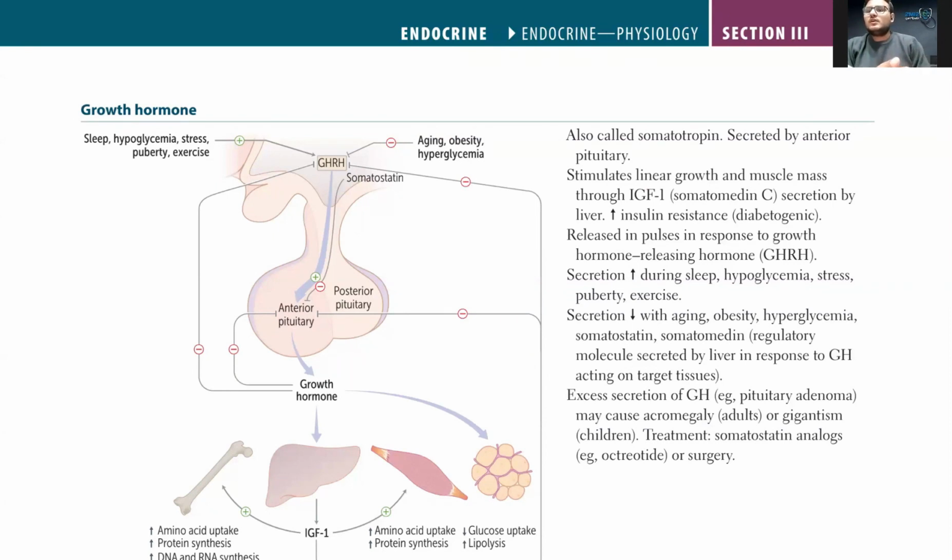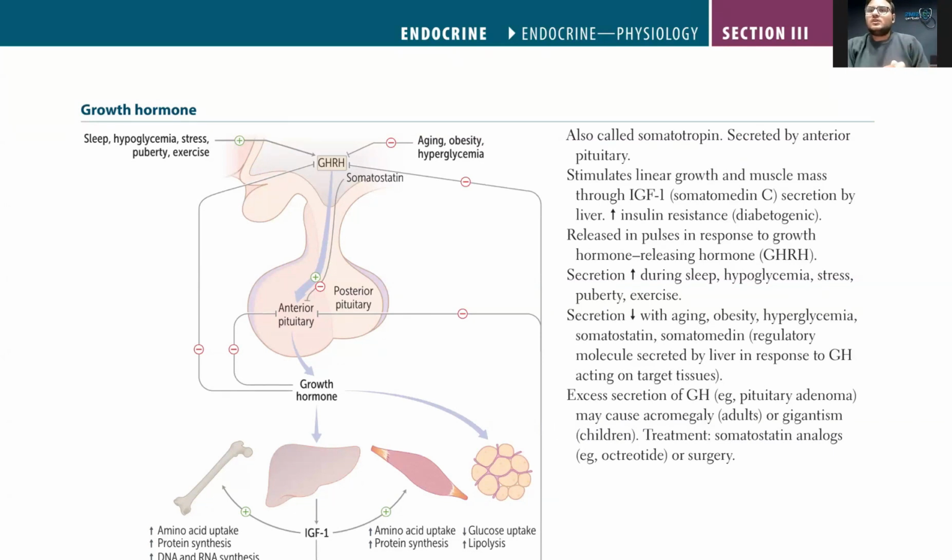And we discussed the cortex and medulla. In the cortex there are three zones: glomerulosa, fasciculata, reticularis. The primary hormone in glomerulosa is aldosterone. In fasciculata, the primary hormone is cortisol. In reticularis, the primary hormone is androgen, dehydroepiandrosterone, and the medulla produces epinephrine and norepinephrine.